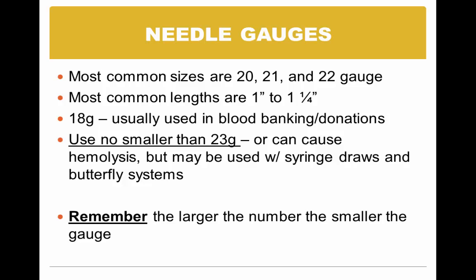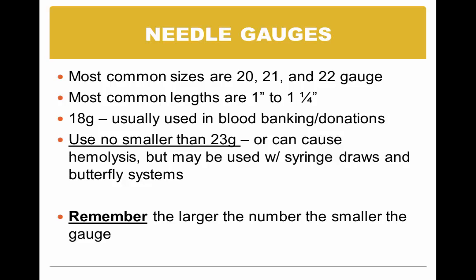Okay, so when we talk about needle gauges, which we really didn't get into the other day, the larger the number, the smaller the gauge. For instance, an 18 gauge is the size of a needle that they may use to do piercings with.